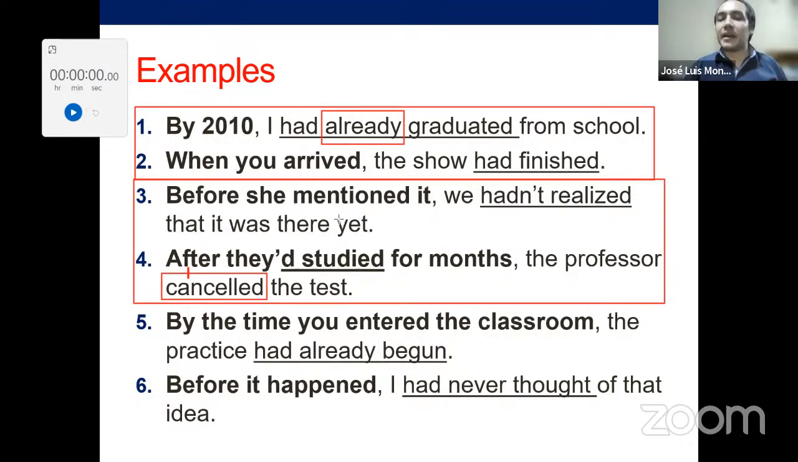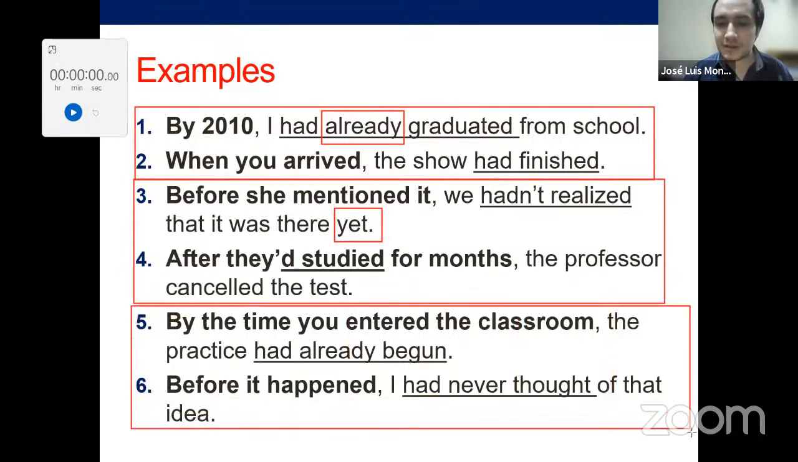Okay, thank you. Here we are using yet, and we use yet for negative ideas, right? So we hadn't realized that it was there yet, okay? Or before you called me, I hadn't even started with the assignment, okay? So yet, negative at the end, already affirmative in the middle, in between the auxiliary and the verb in the participle form, all right? And finally, this is for you, please, Lucia, number 5 and number 6.